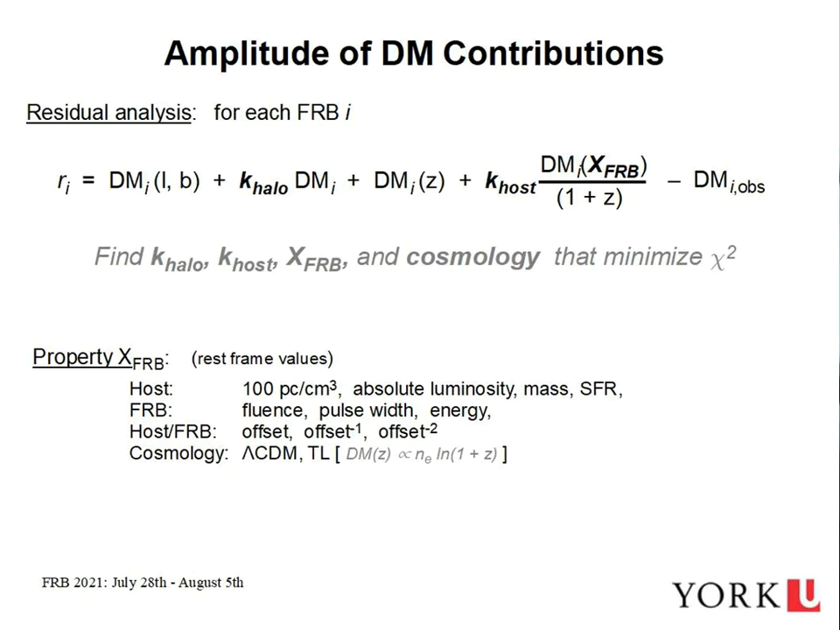The property of the host can be, for example, the absolute luminosity, its mass, or the star forming rate of the galaxy, and also the relationship between the host and FRB. And finally, two cosmologies were looked at, lambda CDM and a simple tired light model.